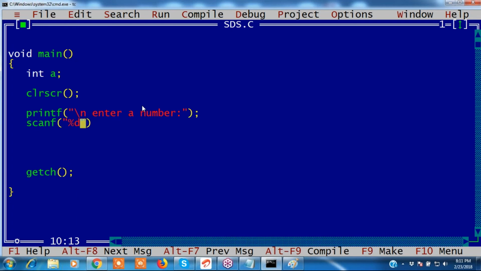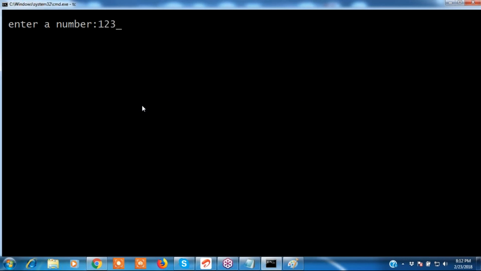See this. %d, and I want to store it at the address of a. Now I'm storing at the address of a. Now I want to print the value of a. How to print the value of a? %d, print a. See, if I print a, now I am giving 123. Read 123, now it is printing 123. 12345, it is printing 12345.